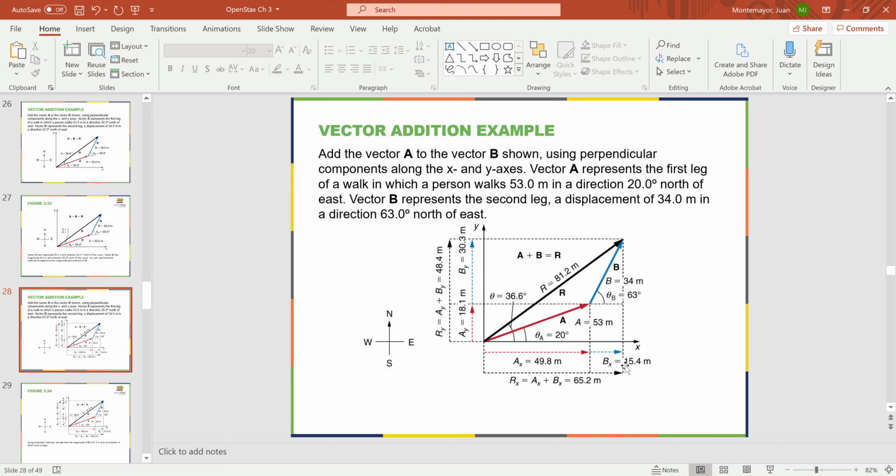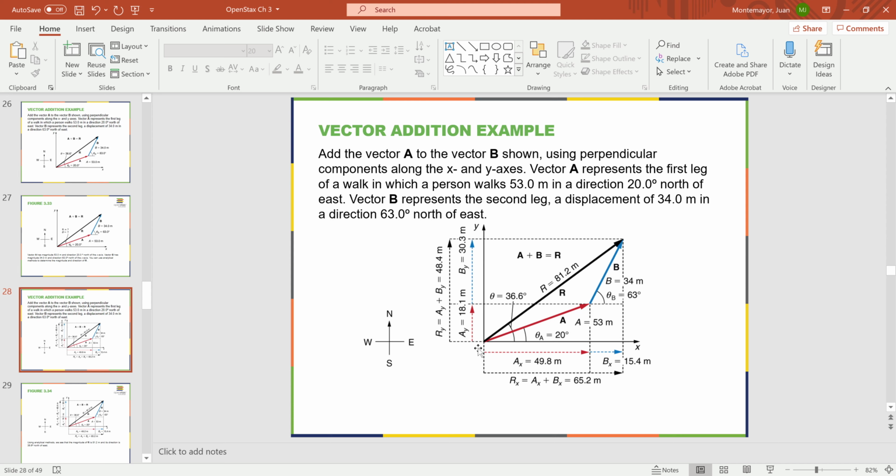Okay, because they're all together here, they're all in the x direction here. We can do the same thing for the y. We know our ay is 18.1 and our by is 30.3. We add those together, we get 48.4 meters.